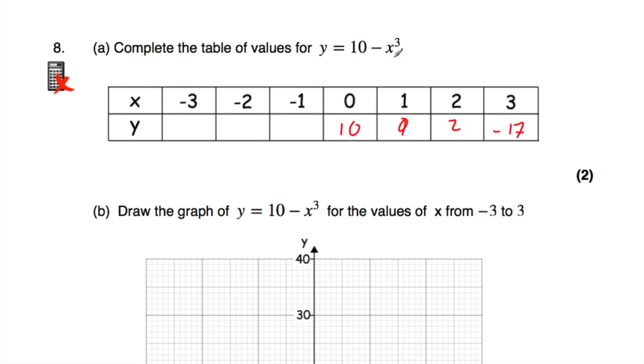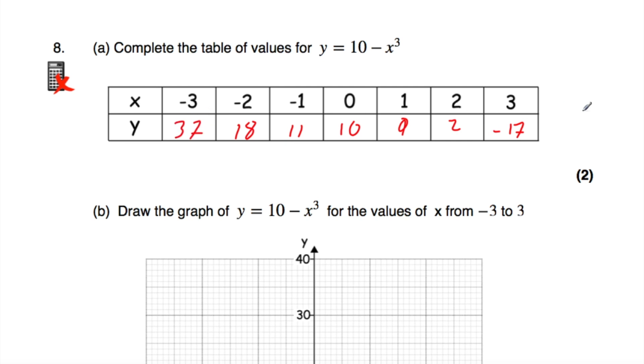Negative 1 cubed is negative 1, so we've got 10 minus negative 1, which is 11. Negative 2 cubed is negative 8, so we've got 10 minus negative 8, so it'd be 10 plus 8, which is 18. And then finally, negative 3. Negative 3 cubed is negative 27. We then have 10 subtract negative 27, so it means we're going to add it on, which would be 37.